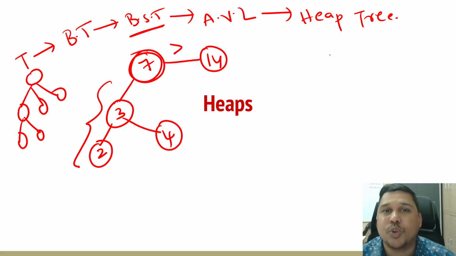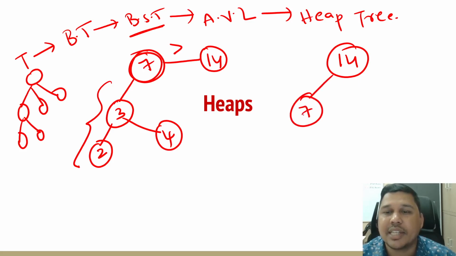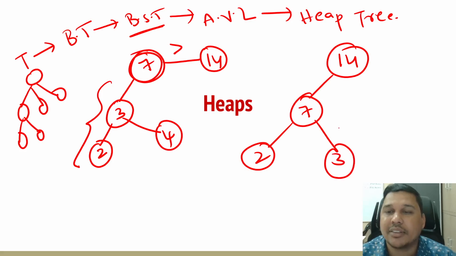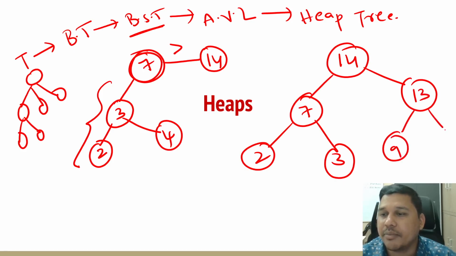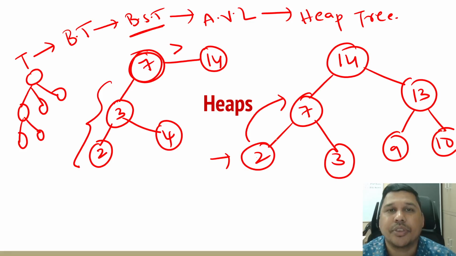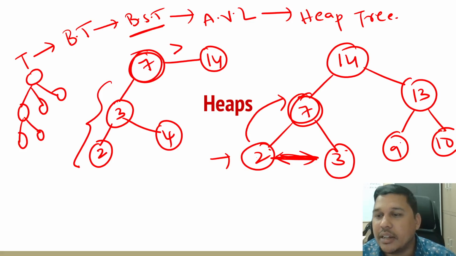the largest element should be at the root, something like this, 14. Then I can have here 7, I can have here 2, I can have here 3, and maybe 13, 9 and 10. If you see here, the property of heap tree is, you take this node, its root should be greater than these 2 elements. So, 7 is greater than 2 and 3. Next, 13 is greater than 9 and 10, then 14 is greater than 7 and 13.